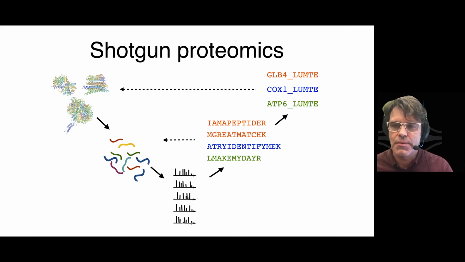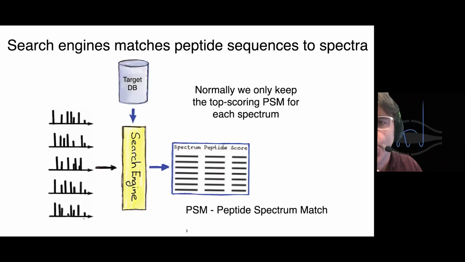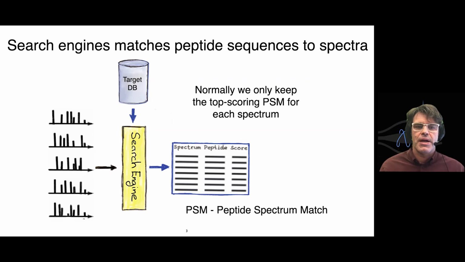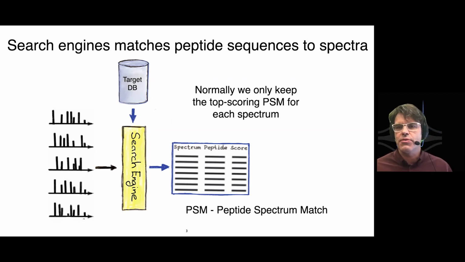This is something that most of the time we solve with something called a search engine. A search engine is a piece of software that compares every collected spectrum to simulated spectra from a target database, which is just a sequence database, a FASTA database. The result of this is matches between the spectra and peptides, called peptide spectrum matches. Each peptide spectrum match is associated with a score, and you normally just keep the top scoring PSM for every spectrum. As I said, PSM is the abbreviation for peptide spectrum match, and I will use that during the talk.